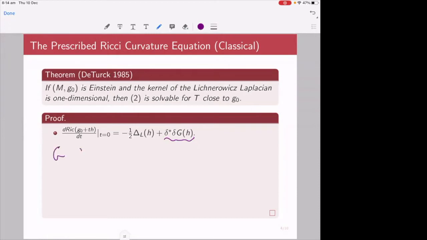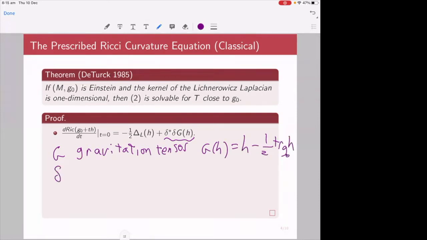Well, G is the gravitation tensor. You may be familiar with this tensor. You take the tensor itself and subtract a half of the trace of that tensor with respect to your metric. Delta is the divergence. And delta star is the formal L2 adjoint of the divergence. It can also be interpreted as the symmetrized covariant derivative.